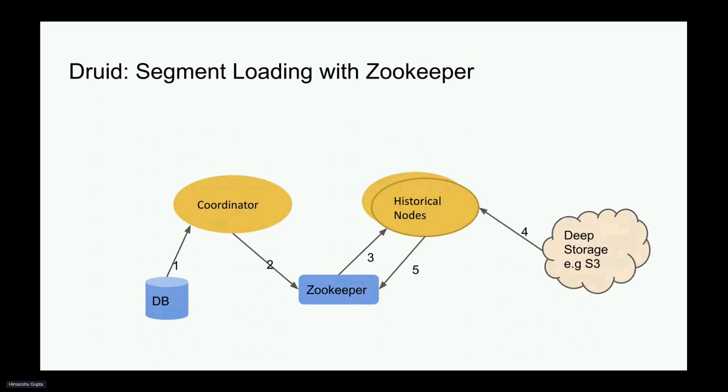And there is another set of nodes called historical nodes, which are supposed to serve those fully baked immutable segments. So those segments somehow need to land from S3 to the historical nodes. And the way that works is, there's another master node called coordinator that is constantly polling the database for each individual table, to see what segments exist. And once it notices that a new set of segments have been created, it will see which historical is serving how many segments and then assign the segments appropriately to the historical nodes.